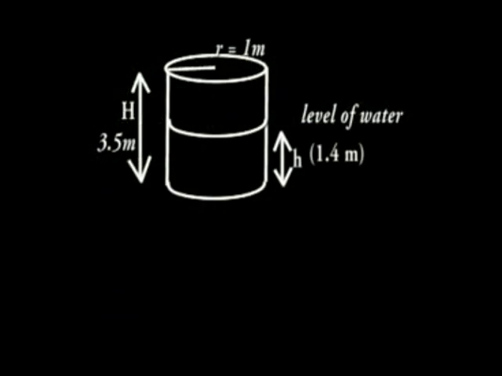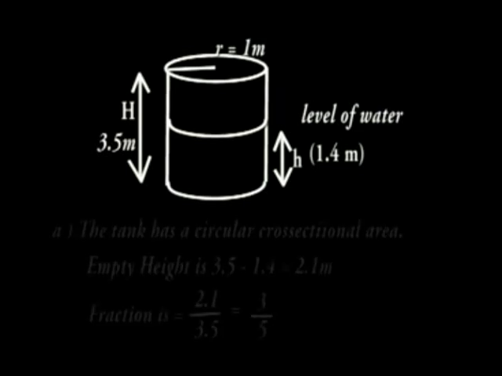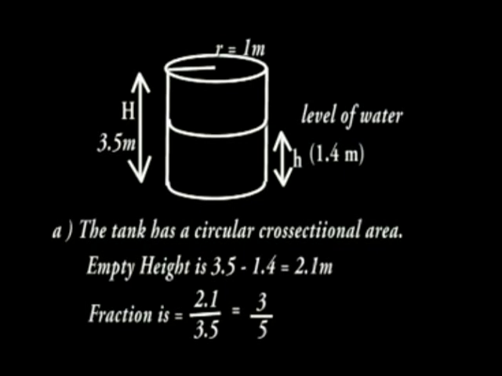The tank has a circular cross-sectional area, hence we can get the fraction by using its height. Empty height is 3.5 minus 1.4, which is 2.1. The fraction is 2.1 over 3.5, which is equal to 3 over 5.